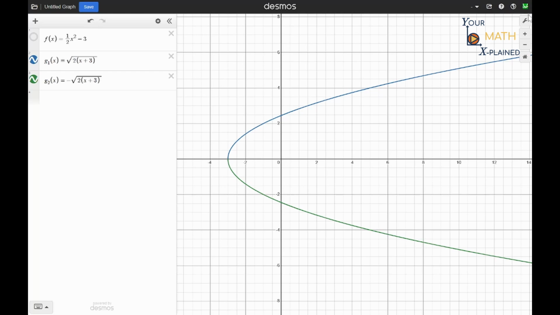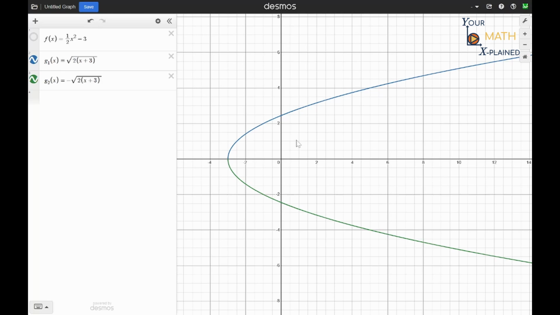So here we have 2 parts to that equation. We have the blue graph, which is the positive square root of 2 times x plus 3. And then we have the green graph, which is the negative root. So notice how if we only have one of them, that's only half of it. If we look at both of them combined, this is not going to pass the vertical line test, which is why the plus and minus in front of the square root makes it so that it is no longer a function.